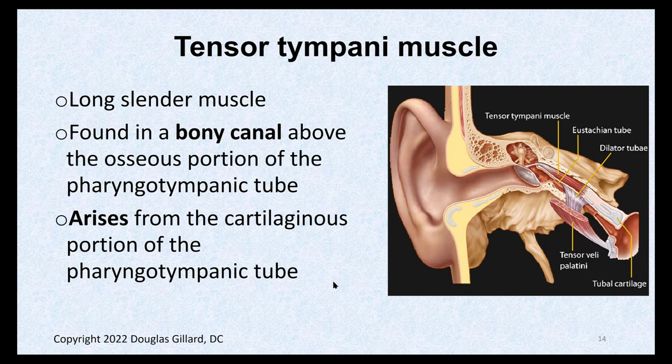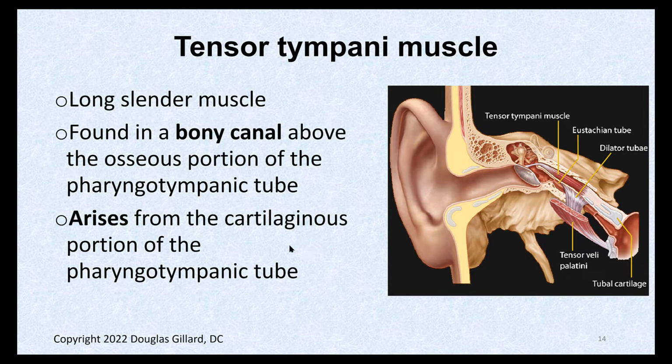All right, the muscle, the tensor tympani muscle, we can see it right here. It lives in its own little bony canal, right above the pharyngotympanic tube, also known as the eustachian tube. It's right here. Remember that eustachian tube? It equalizes pressure between the atmosphere, or the nasopharynx, and the middle ear here.